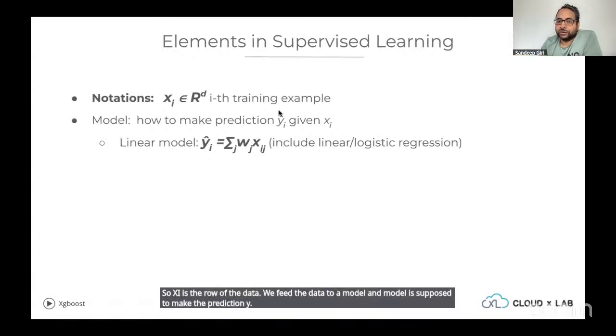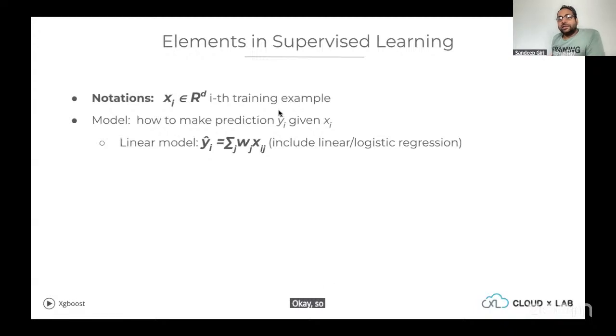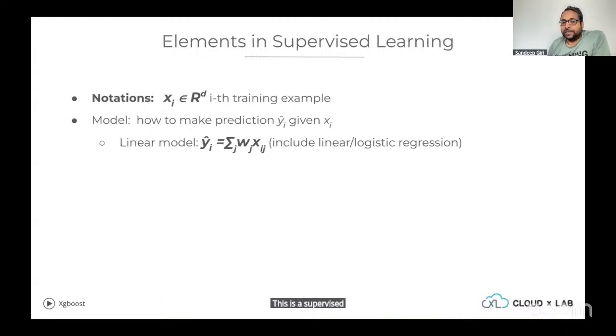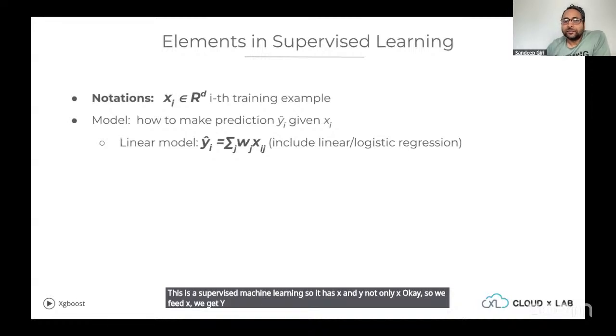Okay, so basically the machine learning model learns from the data, and once it has learned from the data, when a new example comes in, it predicts the y. This is supervised machine learning, so it has x and y, not only x. So we feed x, we get y, as simple as that, right?